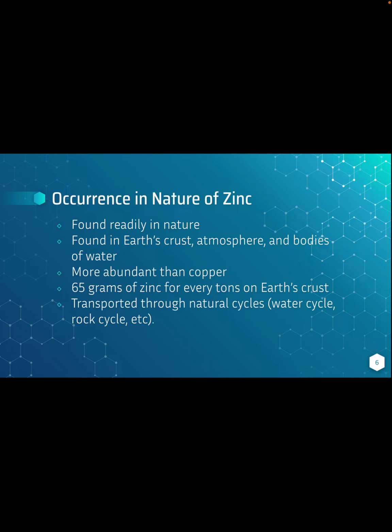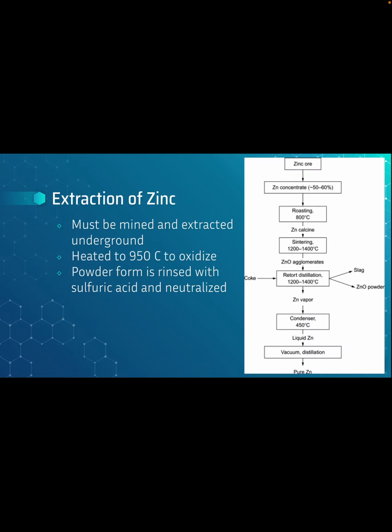It can also be transported through natural cycles like the water cycle or the rock cycle or anything like that. So what happens is there could be some sediments or some rocks that contain zinc. That zinc can be transported to other bodies of water through eroding or just rainwater or anything like that. From there, it can kind of evaporate if it's small enough and go through the whole water cycle again, or it could be eaten or metabolized by different organisms and kind of go through that whole cycle.